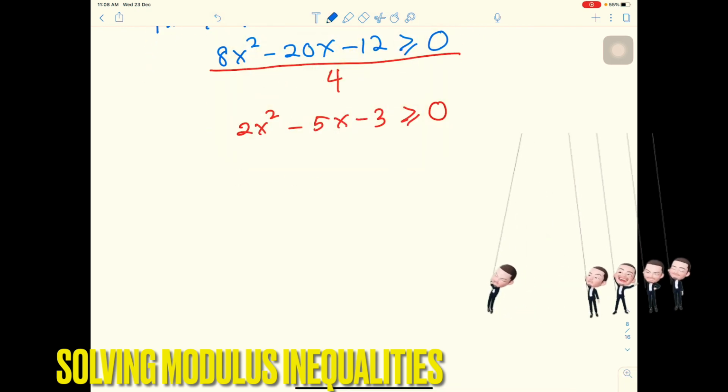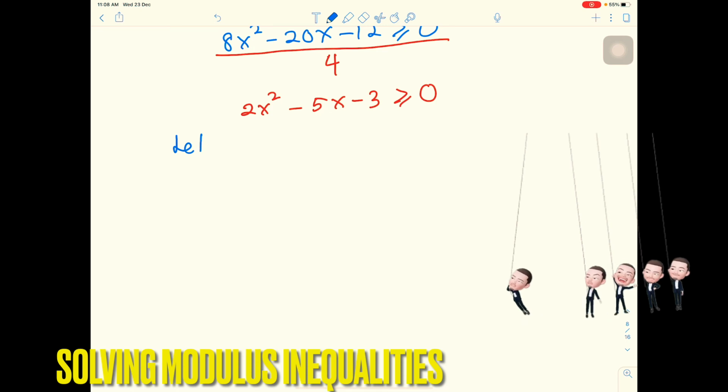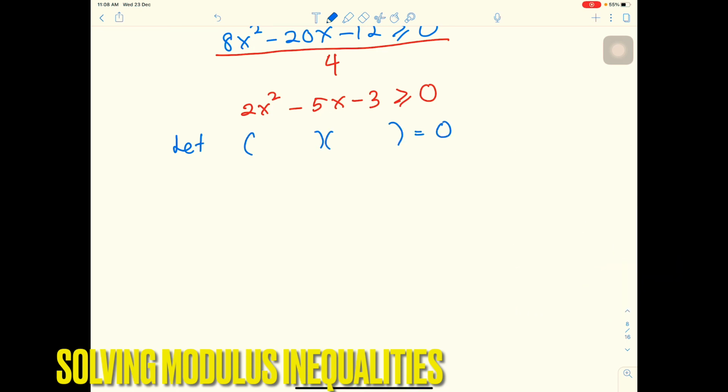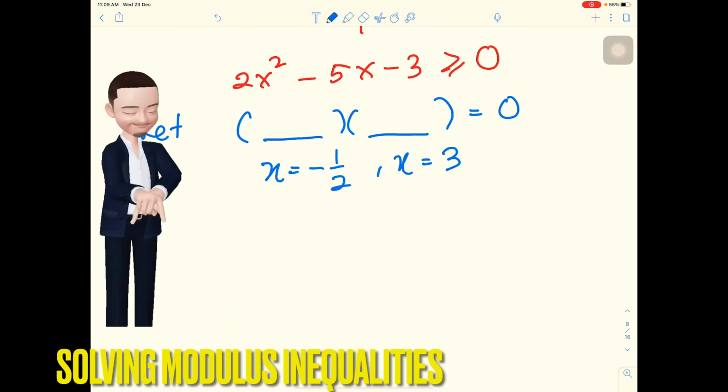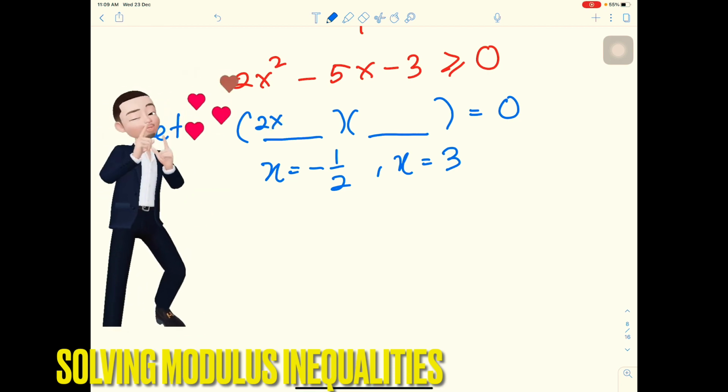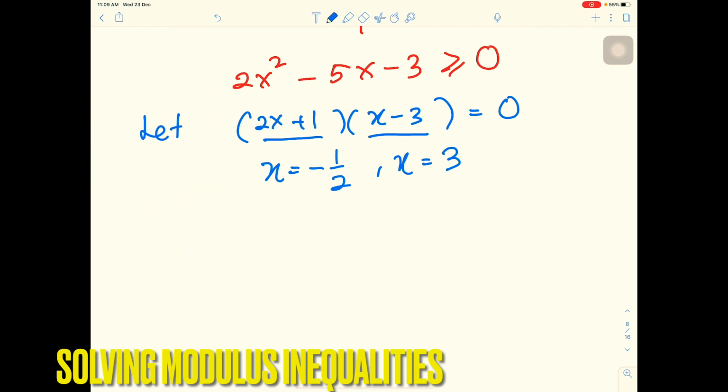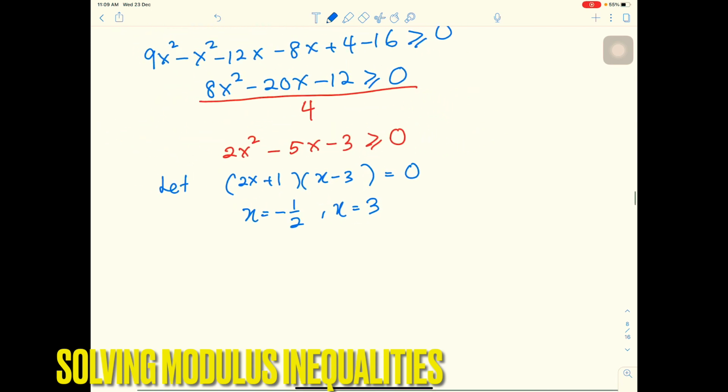And then what do we do? Factorize. But before that, I always use this kind of method: let the equation equal to 0 and use your calculator to find the value of x. Then we get x equals negative 1 over 2 and x equals 3, and then fill in the brackets. Don't forget that. So 2x plus 1 and x minus 3. This is how you factorize.